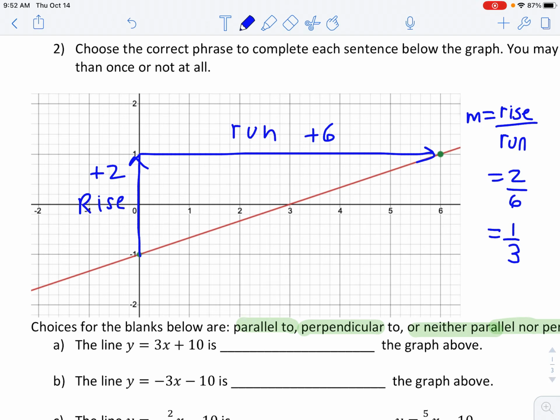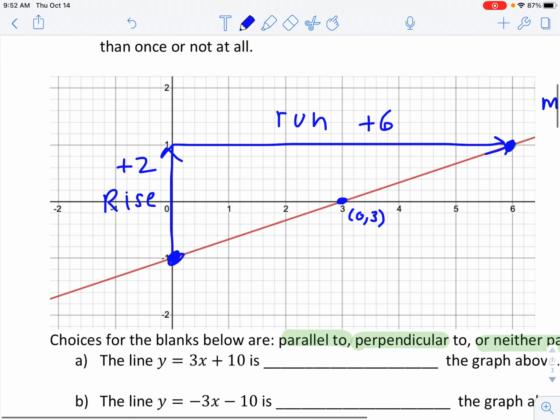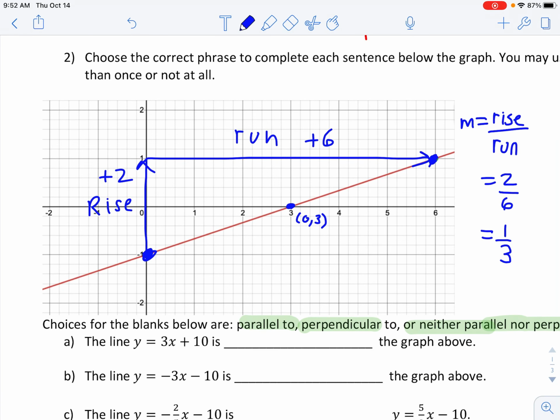And a good habit to form is, notice how I went from dot to dot. You're never certain, even though it looks like it crosses right here at 0, 3, are we sure? Well, it does, but sometimes it can be hard to tell, so it's always good to go from dot to dot.